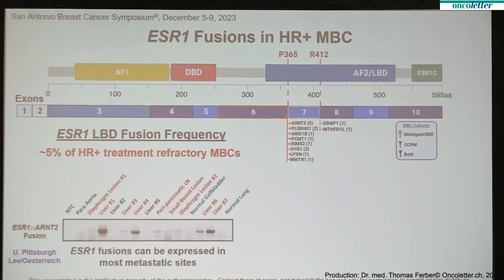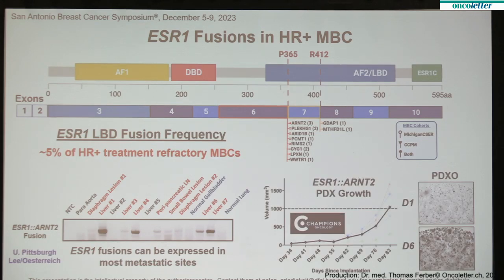We also found our collaborators at Pitt, Adrian Lee and Steffi Oesterreich, have started a Hope for Others rapid autopsy program, and they also found an ESR1 fusion. Importantly, this ESR1 fusion was present in almost every metastasis from that patient, suggesting they're not subclonal events. And then we also have models that we're currently testing with this fusion.